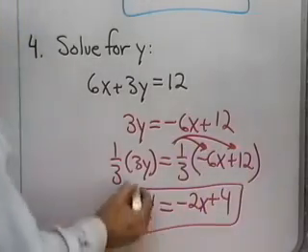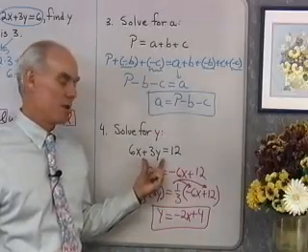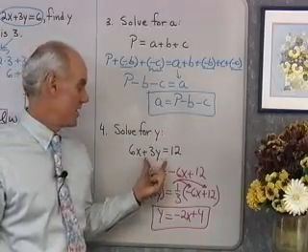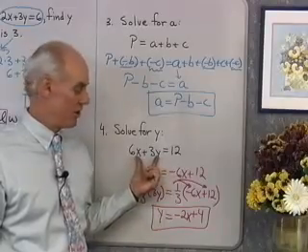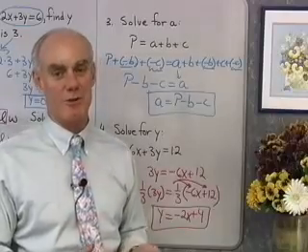So this formula right here, y is equal to negative 2x plus 4, says the same thing about x and y that this formula does. This one doesn't have any of the variables solved for. This one is solved for y. So there's a look at how we work with formulas in mathematics.